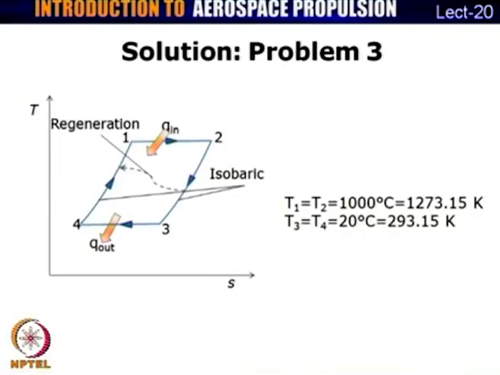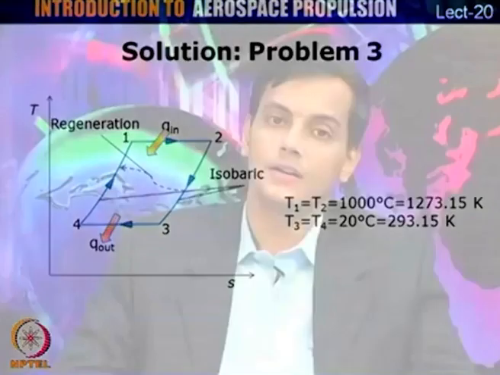So, these are the temperatures specified. The heat input is also given: the temperature at which heat is added, the temperature at which heat is rejected, and the heat added during process 1-2. So, these are the parameters given. We need to find the compressor work, the turbine work and the efficiency of the cycle.